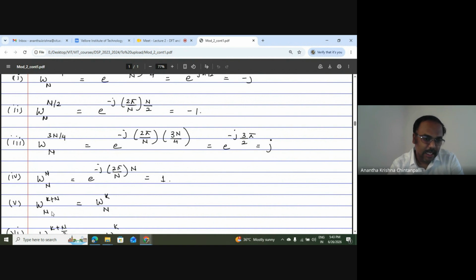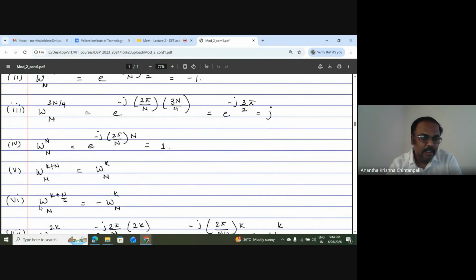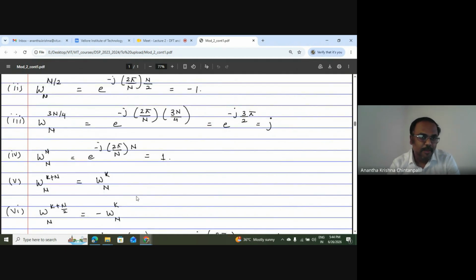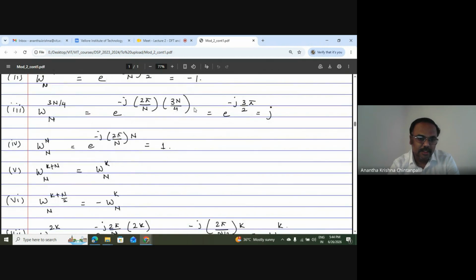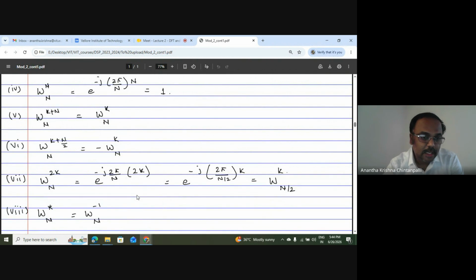This is a very important property. W to the k plus n can be broken down into Wkn multiplied by Wnn, which is nothing but Wkn. Then the sixth one: W to the k plus n by 2 can again be broken down into Wkn times Wn by 2 n. Wn by 2 n is minus 1. So that's why you have minus of Wkn.